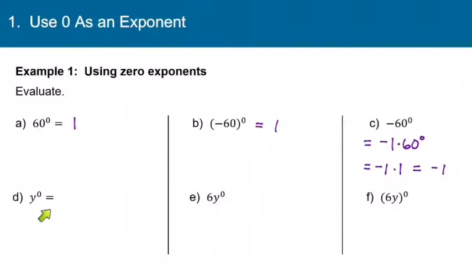Now let's look at part D. Here we have y to the 0 power. And it does not matter what y is. y is the base here, and we know that any base to a 0 power is 1.